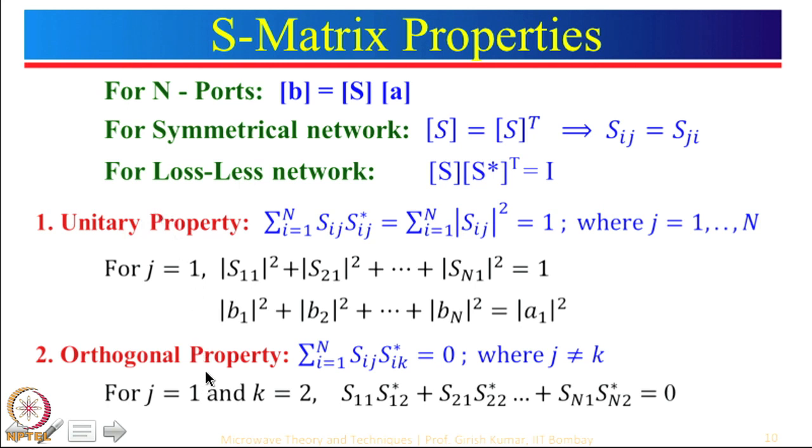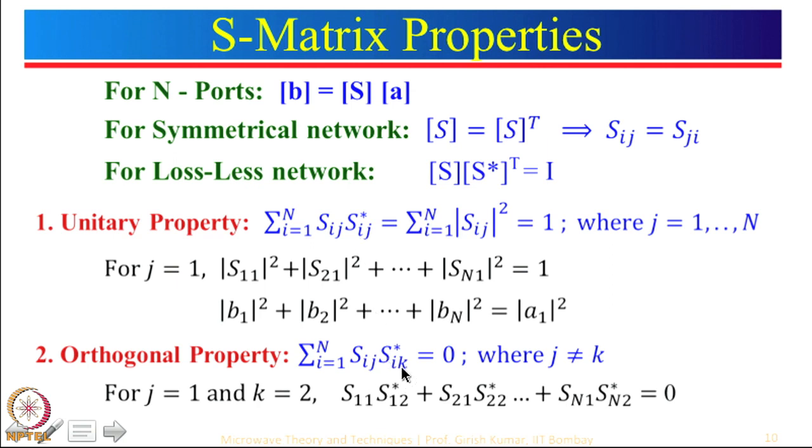What is the orthogonal property? The orthogonal property is something similar, which is basically 0. What it really means is that if this is a lossless network, what will be the power dissipated in the network? It will be equal to zero. So, that is where this term comes from. And here what we have, Sij, i and i common, so i will vary from 1 to n. And this is j, this is k, and in this case the condition is j should not be equal to k. So, that is very important. If j is equal to k, then actually speaking we are getting this condition. So, j is not equal to k.